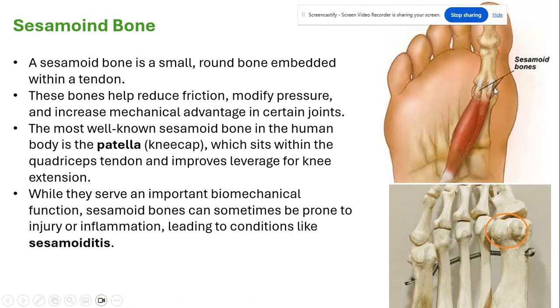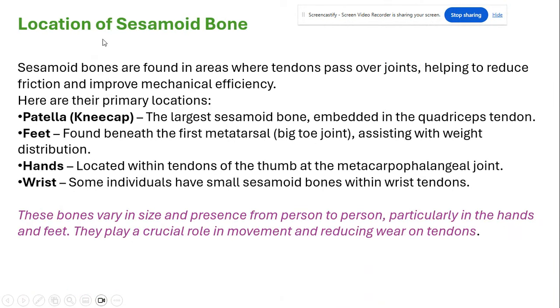We saw these little two sesamoid bones, right? Okay. Location of sesamoid bones: sesamoid bones are found in areas where tendons pass over joints, right? We just saw the knee. They help to reduce friction and improve mechanical efficiency.